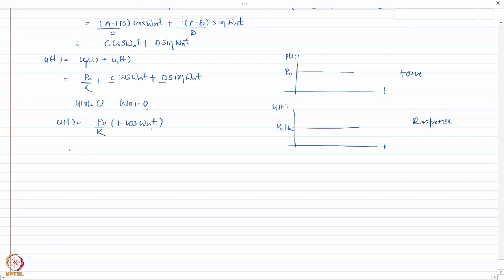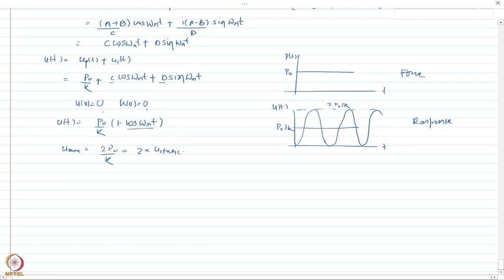And if you try to plot that, at t equal to 0, your displacement is 0. Okay. And at t equal to, let us say, pi, this term would be minus 1, so that you will get 2 p naught by k. So if I draw this time displacement, this value here is 2 p naught by k, which is the maximum dynamic displacement, which would occur when cos omega n t is minus 1. So I can write u max is equal to 2 p naught by k, which is 2 times the u static that I had determined.